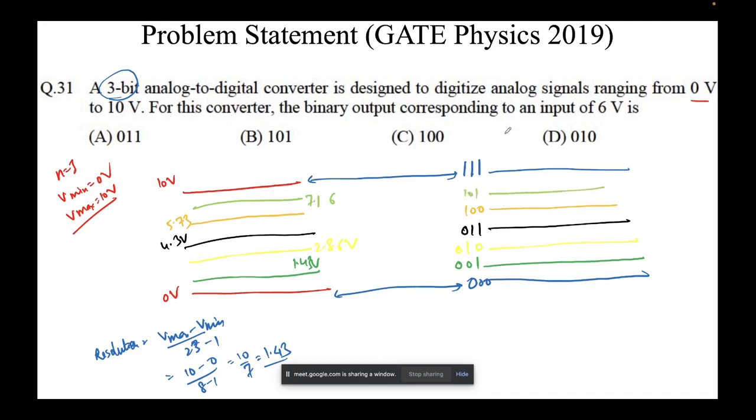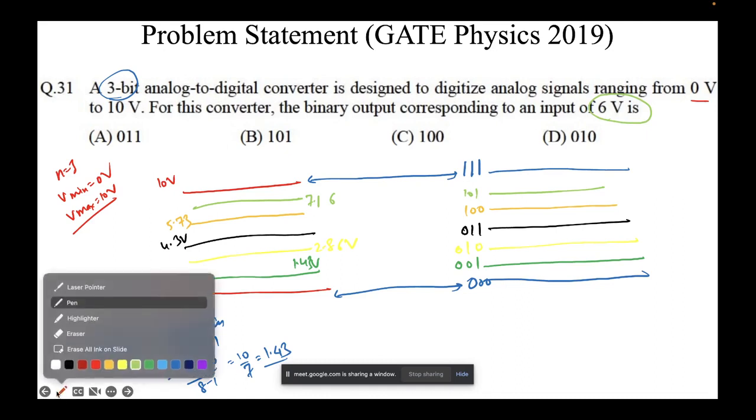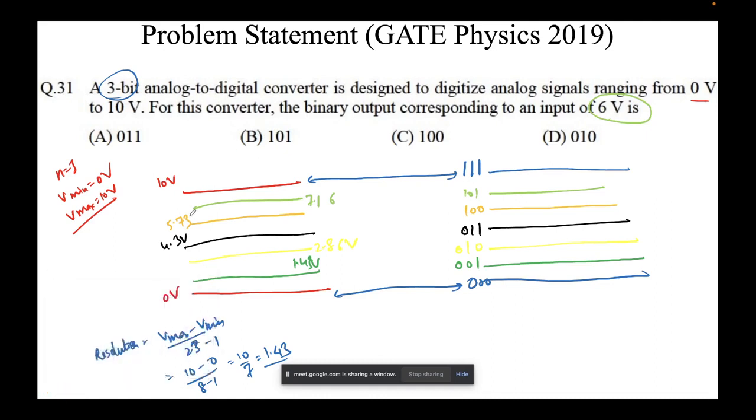Now the question says that we need to find the output with respect to the input of 6 volts. Now look carefully. 6 volts will lie somewhere here, and it's a one-to-one conversion. So if 6 volts lies between the orange level and the green level, this means 6 volts will lie somewhere here. Note that here there can be a continuum of values. Here it cannot be. It's a step.